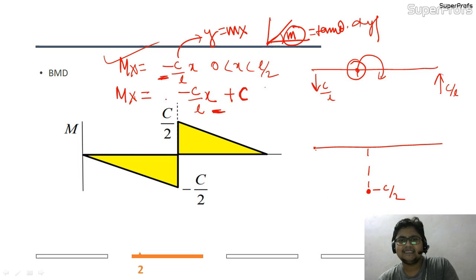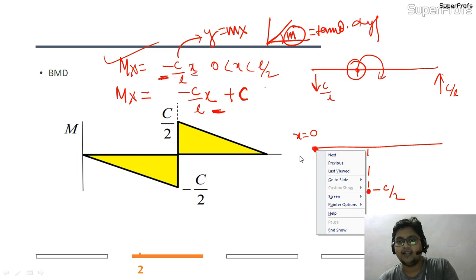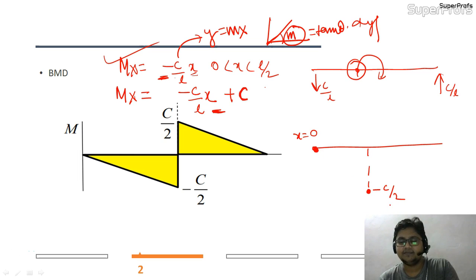Now, as this is the equation of a straight line and it is passing through origin, and suppose this is my x equal to 0, this is my origin. So the straight line must pass through this point and it must terminate here, because at L by 2 the value of moment must be minus C by 2. So I am drawing a straight line up to this position. So this is the diagram up to L by 2.